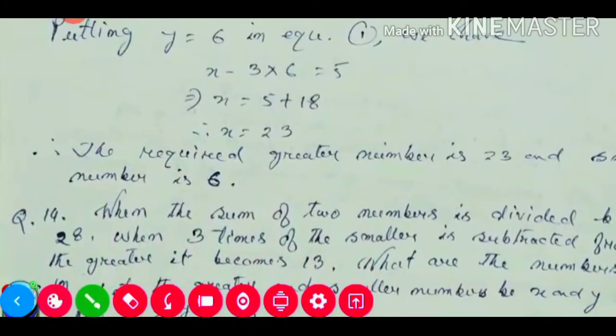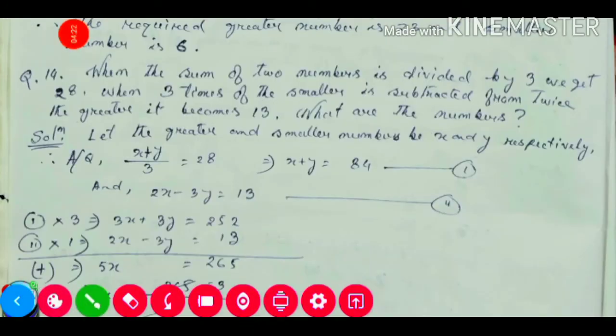Now next we will do question number 14. Question number 14 is very easy. Here we are considering these two numbers as x and y respectively. When the sum of the two numbers is divided by 3, we get 28. And when 3 times the smaller is subtracted from twice the greater, it becomes 13. So what are the numbers?